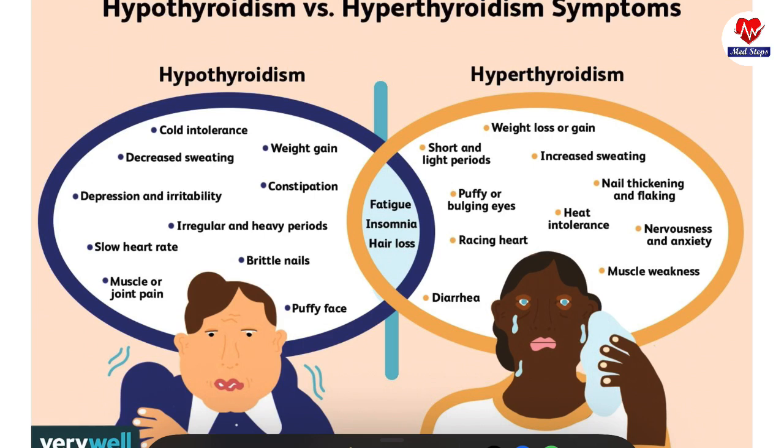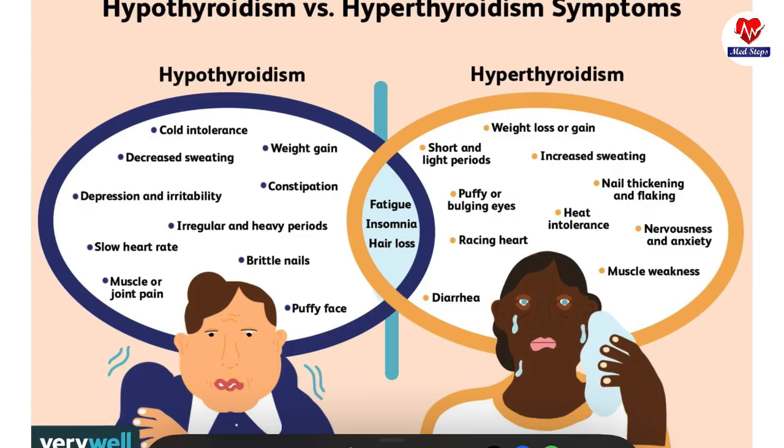Next you can see hyperthyroidism. In hyperthyroidism we can see weight loss, heat intolerance, tremors and palpitations. Along with that, short and light periods, increased sweating, nail thickening and flaking, puffy or bulging eyes, racing heart, diarrhea, nervousness, anxiety, and muscle weakness. So these are the symptoms of hyperthyroidism. You can easily remember them based on that gland: based on the hormone released, the patient will get symptoms.